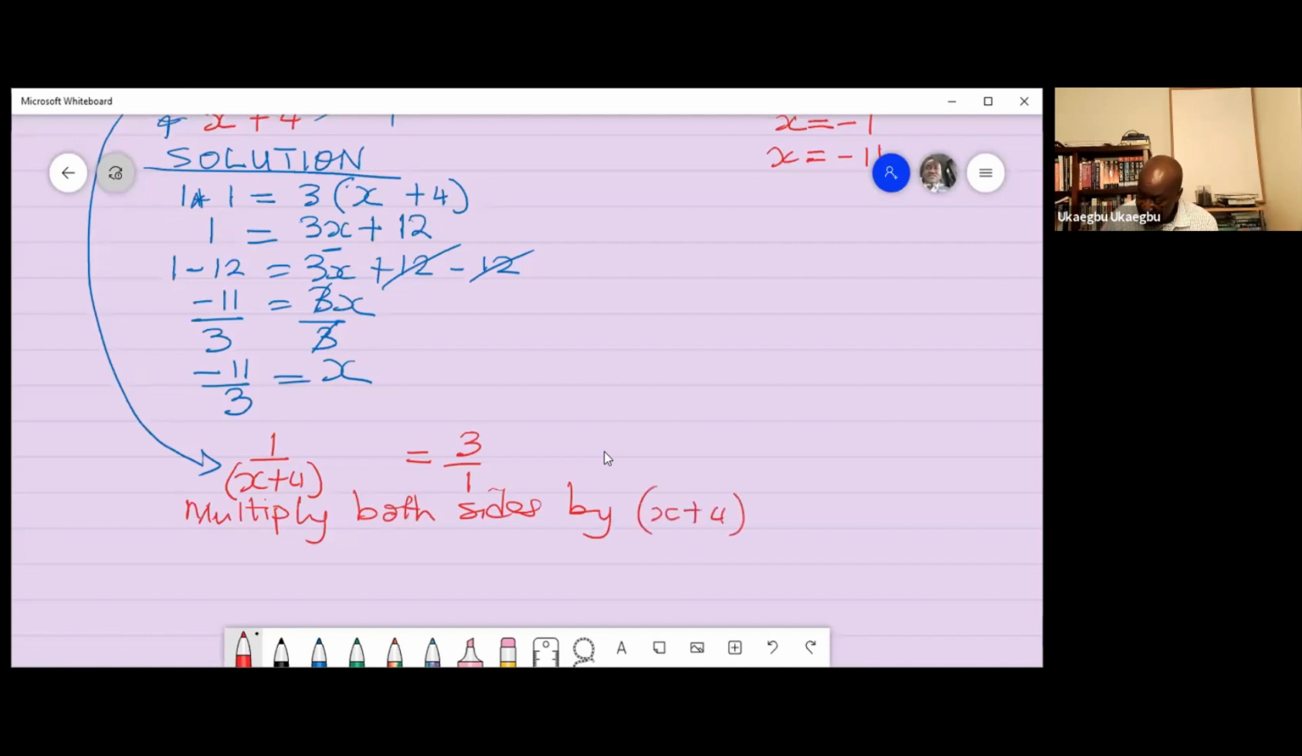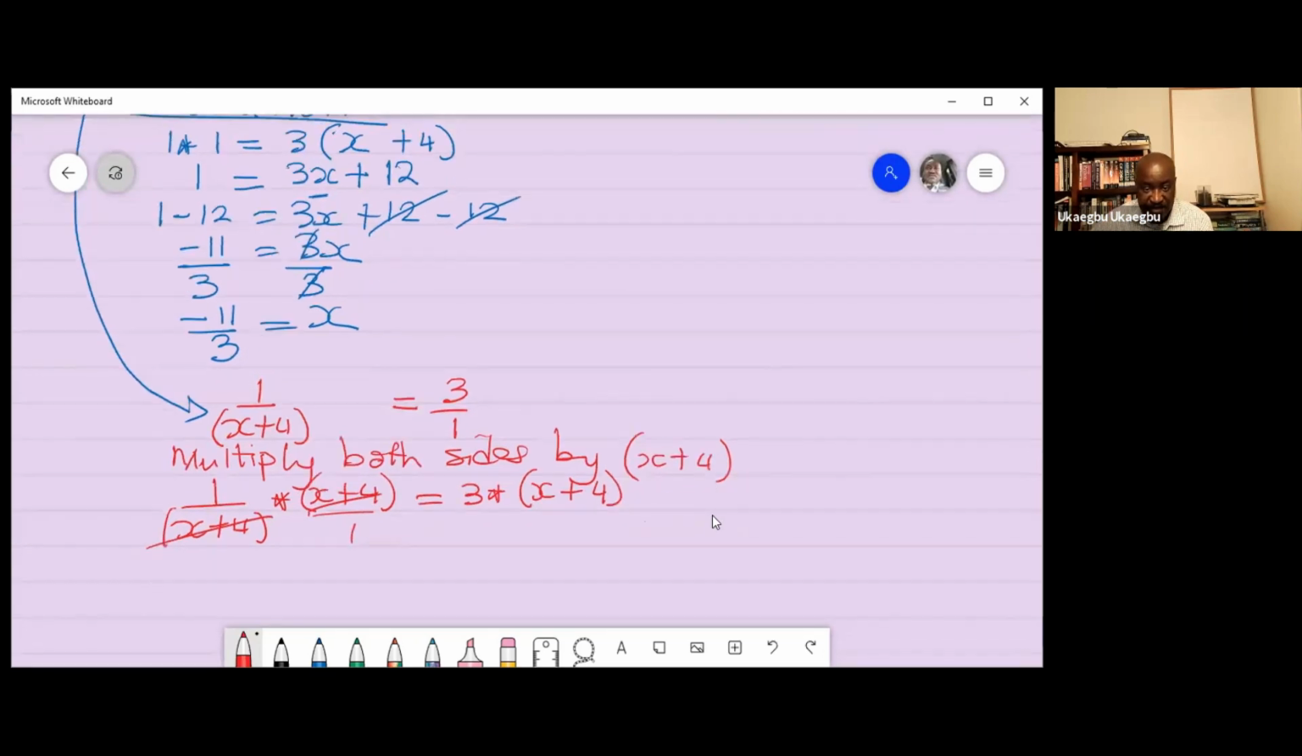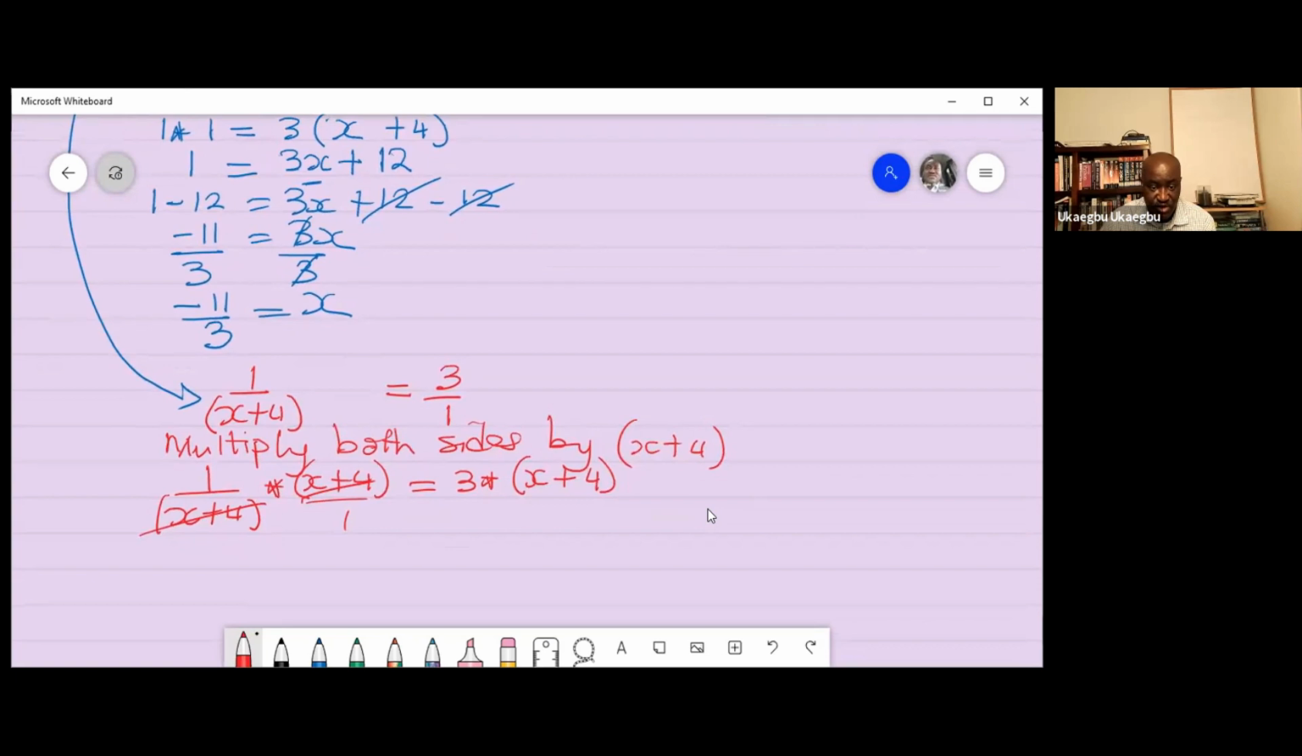If we do what I just said, it is going to give you 1 over x plus 4, multiplied by x plus 4, and then equal to 3 multiplied by x plus 4. So x plus 4 divided by x plus 4 crosses out. You're left with 3 bracket x plus 4. You will still open up your parentheses to have 3x plus 12, and then you're left with 1 here.